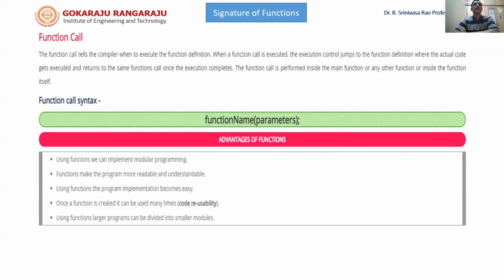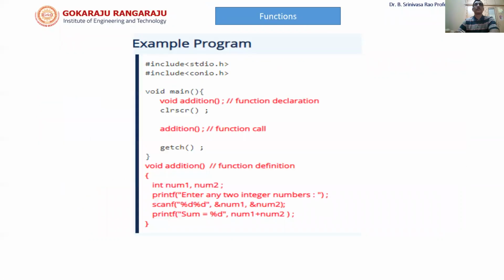Now let us see what are the advantages of the function. Using functions, we can implement modular programming. Functions make the program more readable and understandable. Using functions, the program implementation becomes easy. Once a function is created, it can be used many times, that is code reusability. Using functions, large programs can be divided into smaller modules.